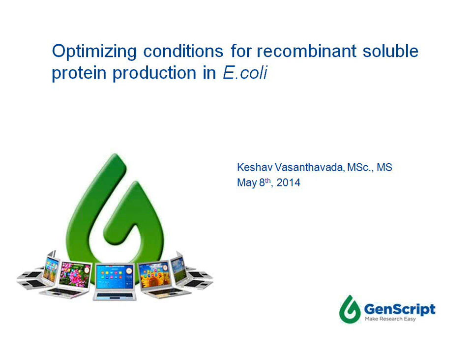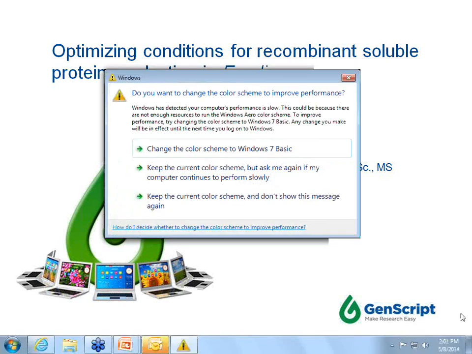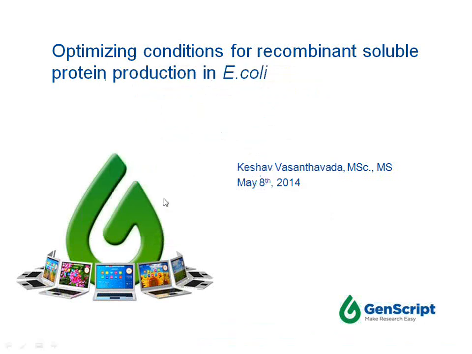And in line with my background, the topic of my talk today is optimizing conditions for recombinant soluble protein production in E. coli. So as scientists in the life sciences area, we all realize at some level the importance of recombinant soluble proteins in discovery research. E. coli is a popular choice for the production of these proteins, and in this webinar we are going to review what we found are the most important optimization parameters that influence soluble protein expression in E. coli.